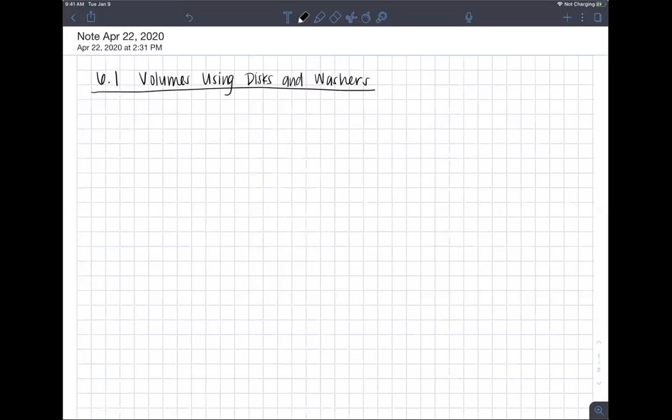All right, so today we're going to talk about volumes, finding volumes of these solids that are formed by revolving your function or functions about either an axis or a line, but you're basically going to revolve things. And so I'll show you a video of what I'm talking about.